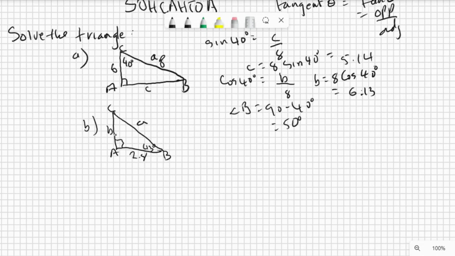What connects b and 2.8? This is opposite, this is adjacent. Therefore, tan 43 degrees is equal to b over 2.8. Therefore, b is equal to 2.8 times tan 43 degrees, which is equal to 2.61.